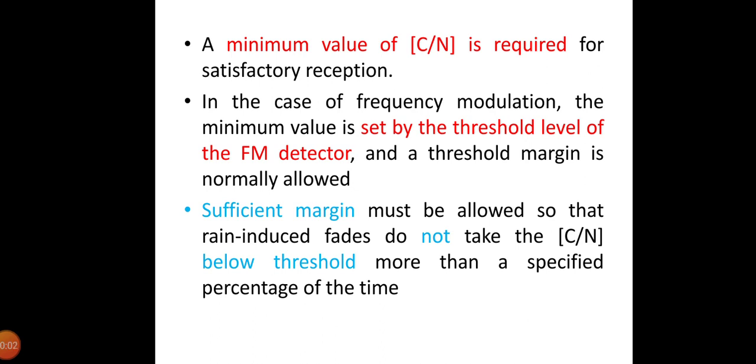A minimum value of C/N is required for satisfactory reception. In the case of frequency modulation, the minimum value is set by the threshold level of the FM detector, and the threshold margin is normally allowed. Sufficient margin must be allowed so that the rain-induced fades do not take C/N below threshold more than a specified percentage of the time.